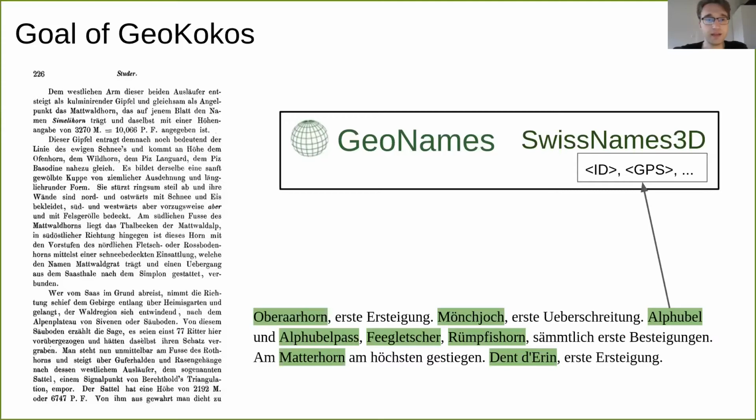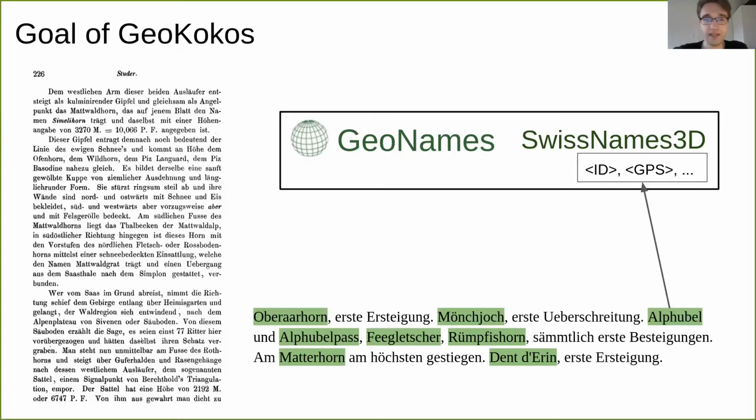So to give a quick example, let's look at the sentence shown on the slide. Oberarhorn, erste Ersteigung. Mönchjoch, erste Überschreitung. Alphubel und Alphubel-Pass, Fehlgletscher, Rümpfeshorn, sämtlich erste Besteigungen. Am Matterhorn am höchsten gestiegen, Dent de Rhin, erste Ersteigung.